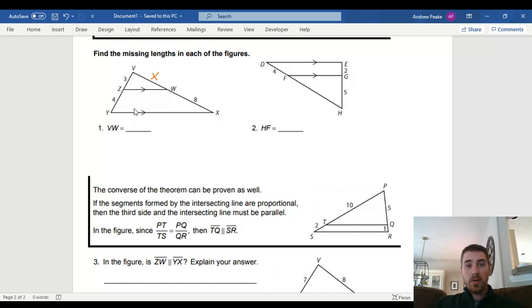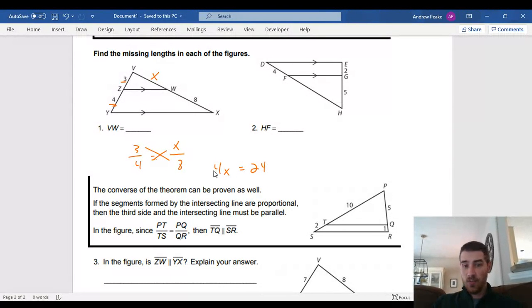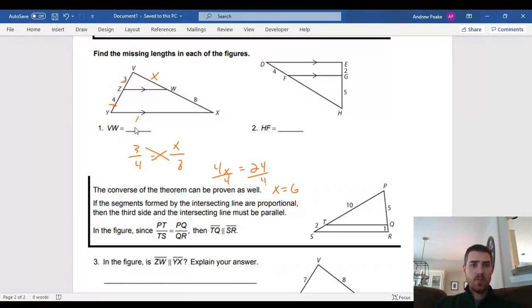I know these are two parallel lines, so I can set up a proportion to solve for this. In this case, 3 over 4, this 3 from here and this 4 from here, would be equal to x over 8. Now we can solve this problem by cross multiplication. 4 times x gives me 4x, 3 times 8 gives me 24. Then we just need to get x by itself, so we do the opposite operation and divide by 4. We end up getting x equals 6. So that tells me VW is 6 units long.